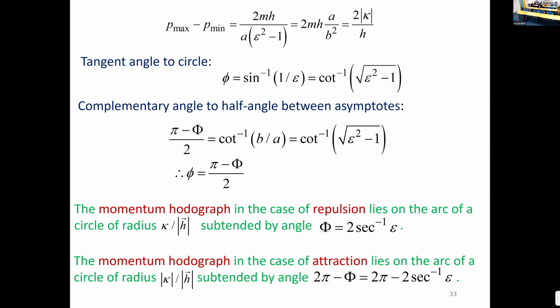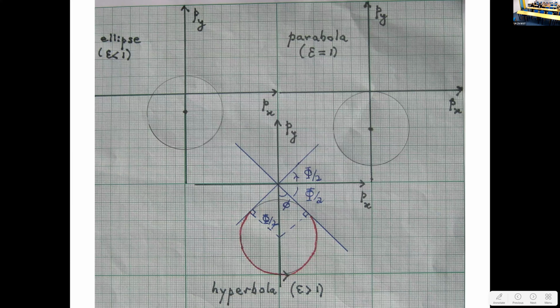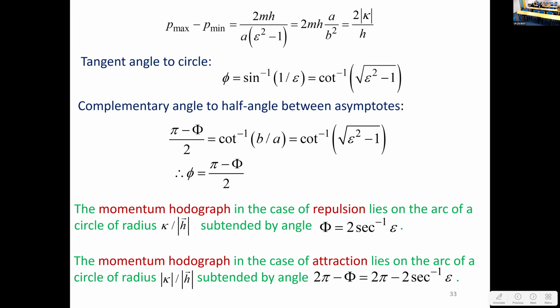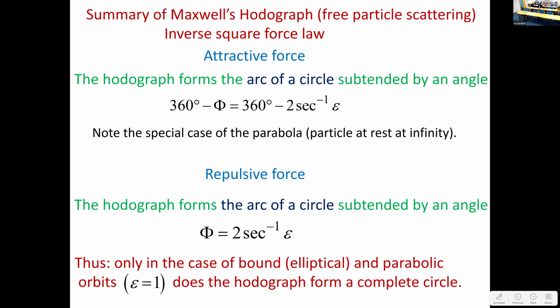And so we see the momentum hodograph in the case of repulsion lies on the arc of a circle of radius kappa upon h and subtended by this angle, or 2 pi minus that value. So this is precisely what this diagram represents. It's either that or it's that. It's not the complete circle, except in the limiting case of the parabola. Now, this is in fact from last time. That was from Maxwell's construction. And you see, now we've used Hamilton's ideas, not Maxwell's, and we've come to exactly the same conclusion about what constitutes the hodograph in the case of free particles. This is identical with what we've just been discussing there.